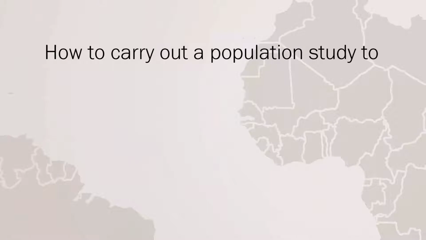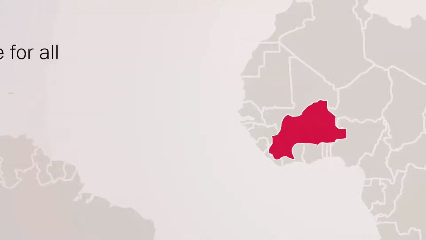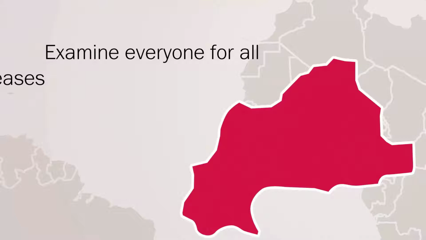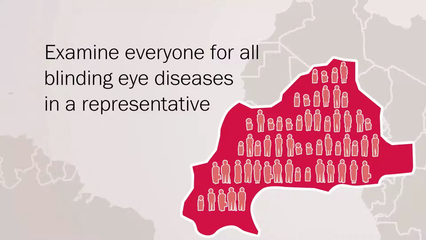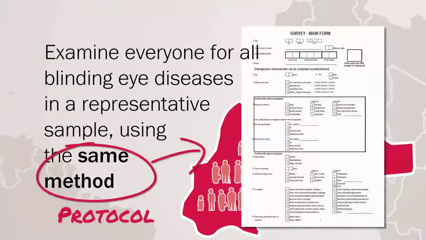How would we carry out a population study to know the burden and main causes of blindness, for example in Burkina Faso? To do this, we would examine everyone for all the known blinding eye diseases in a representative sample using the same method. This is known as a protocol. By using a protocol, we standardize data collection and can obtain an estimate of the prevalence of the disease.